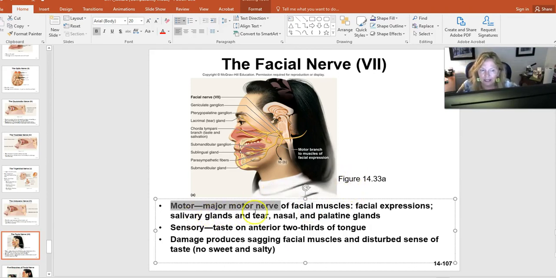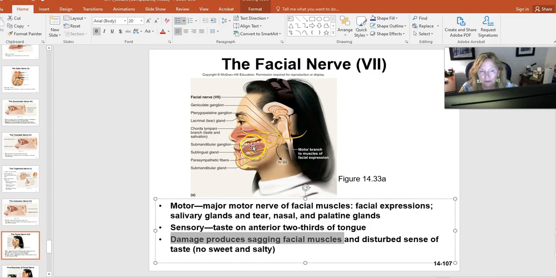So it does other things as well, like salivary glands and tears, but I mostly want you to know right now that it is for movement. So damage is going to cause sagging facial muscles, and remember, you have a pair, one going to the right and one going to the left. If there's damage, it's going to be almost paralysis of that area. So this is important to note.